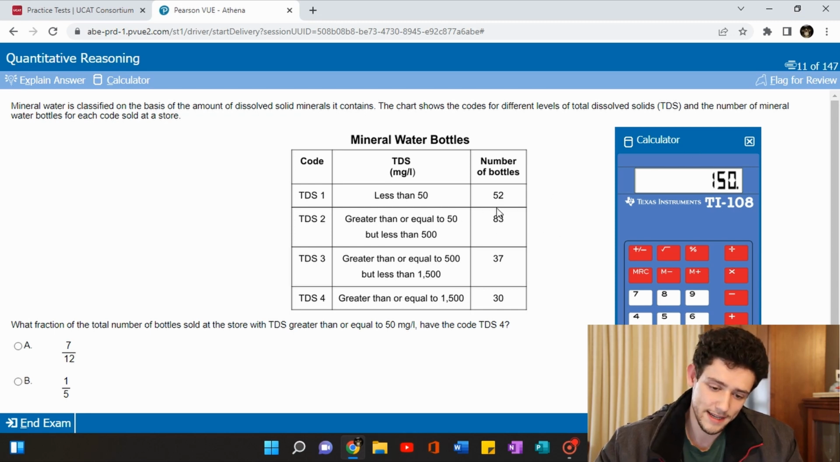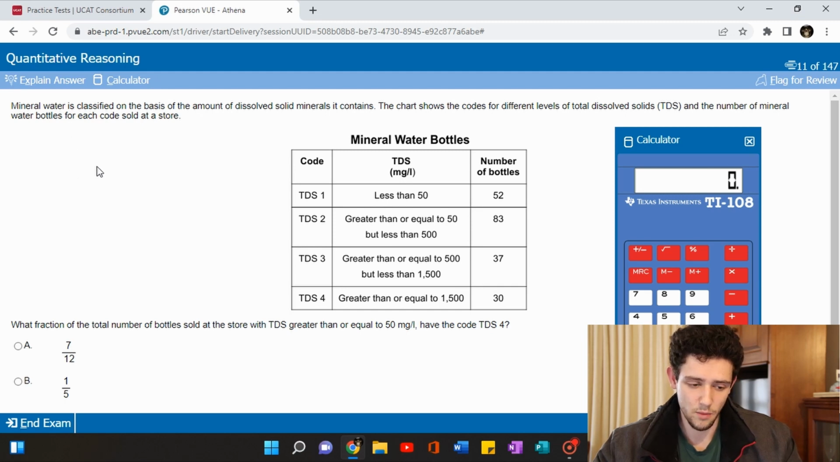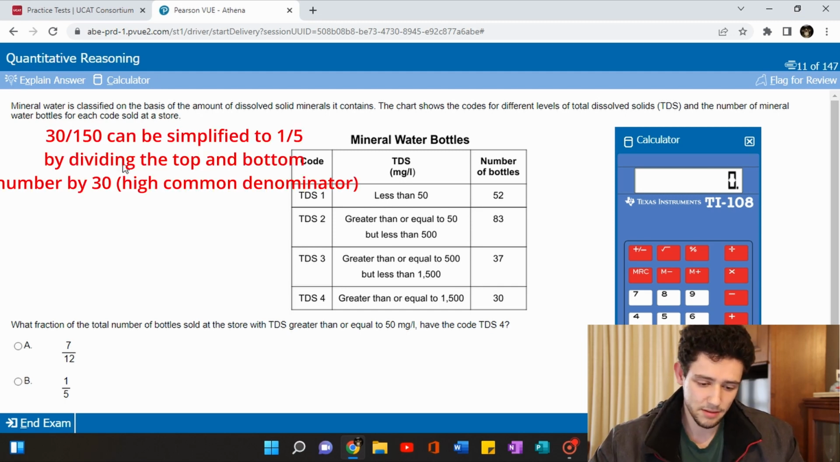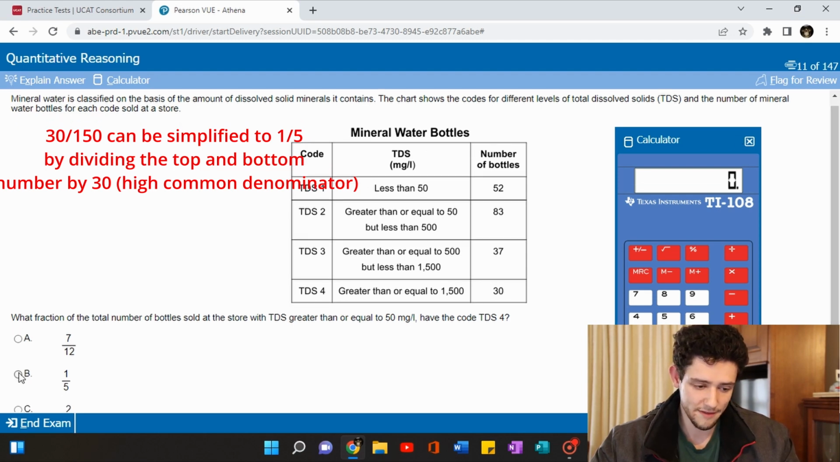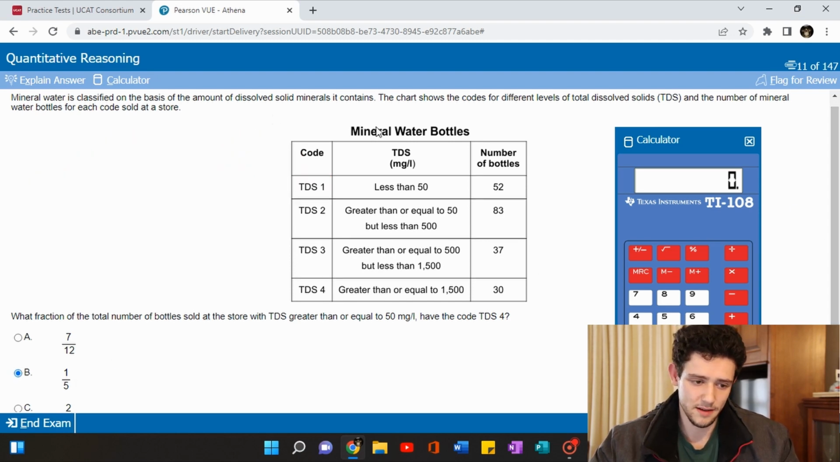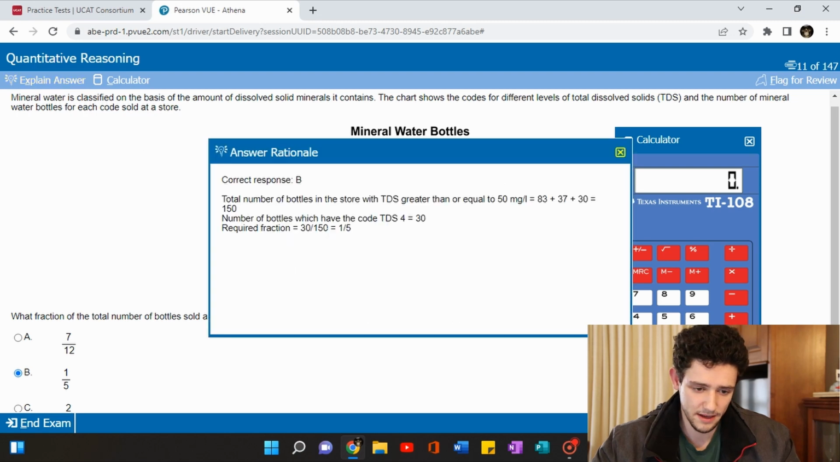So in total there's 150 bottles sold, but then we want to know, for the TDS number 4, what fraction? So 30 out of 150. I'll put this on the screen, so 30 over 150. And you can simplify that fraction into 1 over 5, because you divide both the bottom and top by 30. And that's it. I think that's correct. We'll just double check that. B is the correct answer.